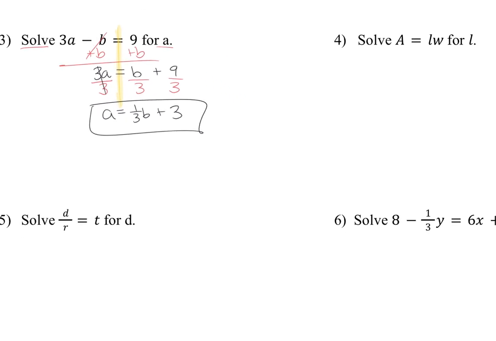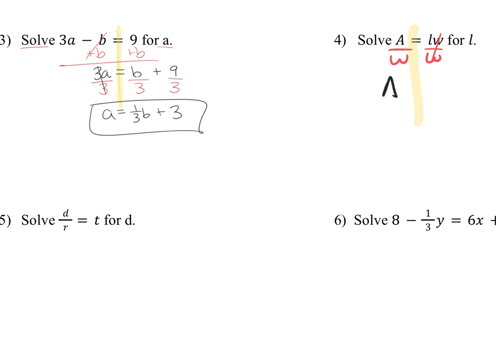Number 4, we have solve A is equal to L times W, and we want to solve for L. So what letter are we getting isolated? L. What is L and W doing right now? Multiplying. How do you undo multiplying? Perfect. Divide both sides by W.